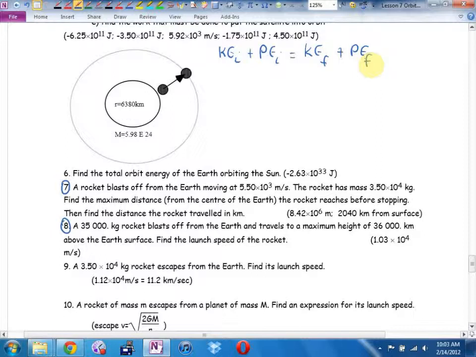Here's the other way I was able to come to that conclusion. Emily, do you notice we have an initial launch velocity? Oh, we have an initial kinetic. Stopping. Oh, my final kinetic, Brett, is zero.